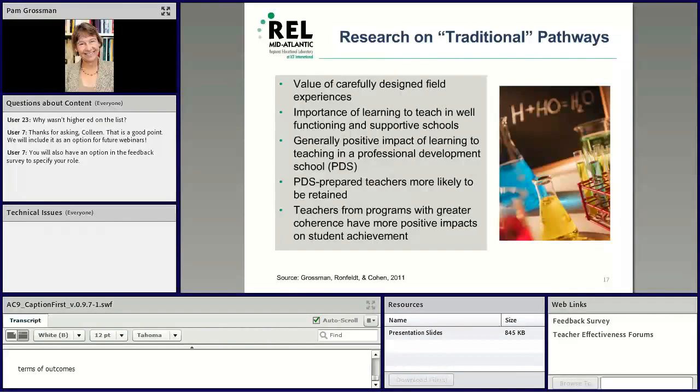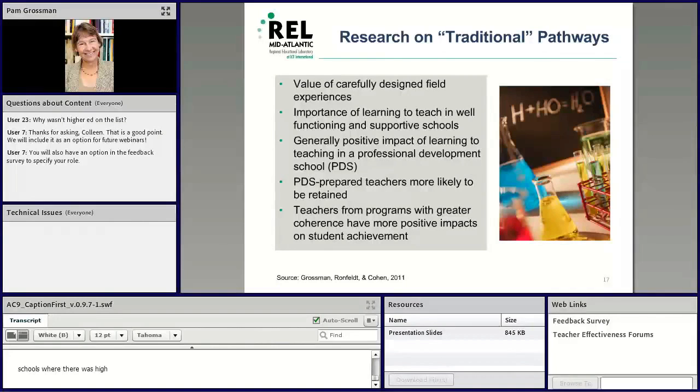Matt Ronfeldt at the University of Michigan did a study looking at the school context in which people did their student teaching and found that it was very important for teachers to teach in better functioning schools, which he defined as schools that had lower teacher attrition. The teachers who did their student teaching in those schools actually had greater impact on both student achievement and also had greater retention than the students who did their field experience in what we call lower functioning schools, schools where there was high teacher turnover.